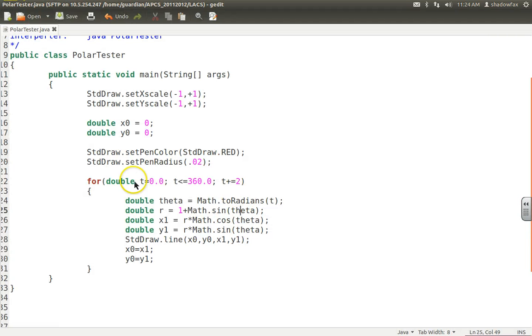All right. If you plug in t is 0, then theta is 0. What's the sine of 0? 0, right? Plus 1 is 1. So you have 1 times the cosine of 0 and 1 times the sine of 0. So 1, 0. It starts at 1, 0. So I got to change this. All right, let's save it like that.